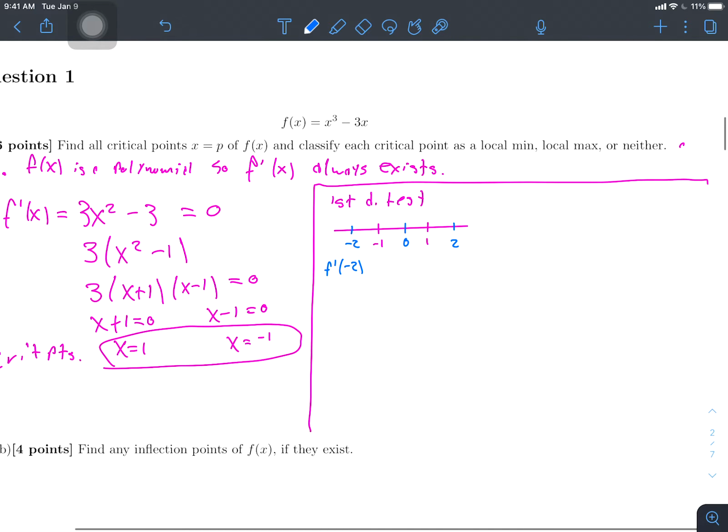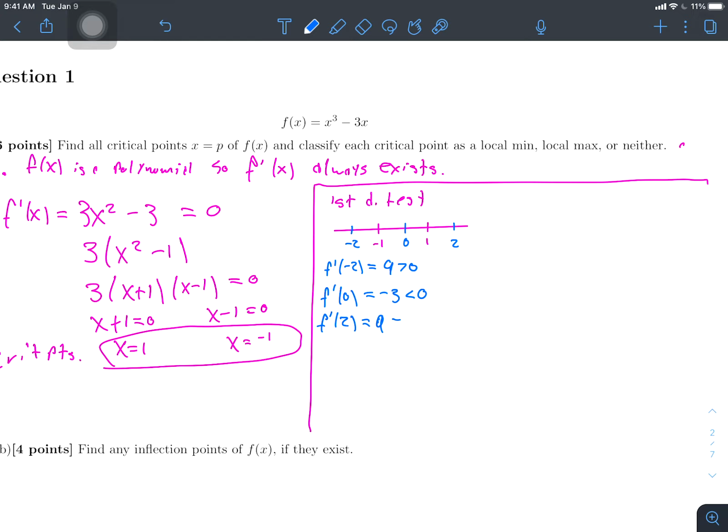Well, f prime of minus 2, if I plug in minus 2, I'm going to get 3 times 4 is 12 minus 3. I'm just plugging in minus 2 here, so I square it, I get 4, multiply by 3, I get 12, subtract 3 from that, I have 9. So this is 9, which is a number which is bigger than 0. And then I have f prime of 0. If I plug in 0, I get minus 3, which is a number which is smaller than 0. And then finally, at 2, I get the same thing as before, right?